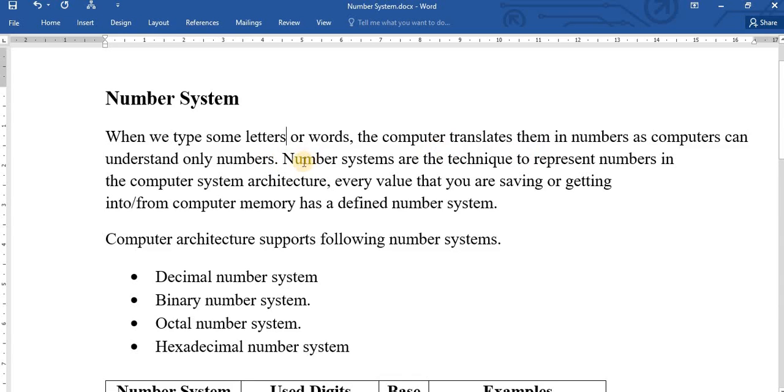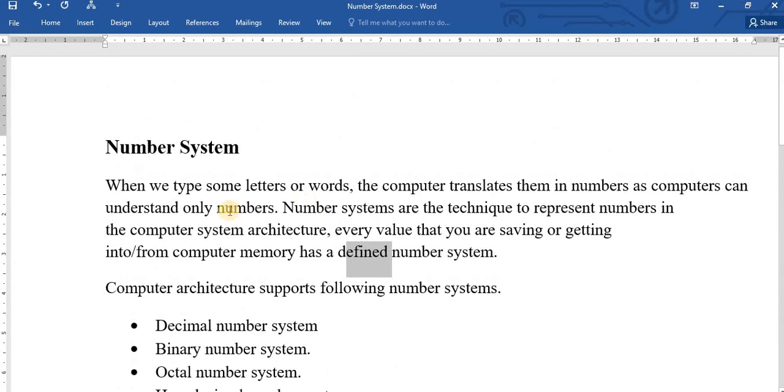Okay, so what are number systems? Number systems are the technique to represent numbers in computer system architecture. Using different number systems, you can represent your values in computer system architecture. Every value that you are saving to or getting from computer memory has a defined number system. Clear? Okay, so what is the use of number system?